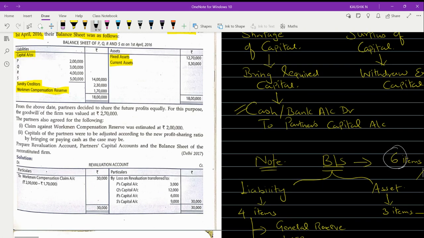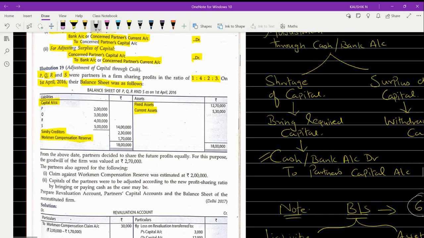Now when I go through the balance sheet given in the question, I'm finding that there is something called workman compensation reserve. I hope you are aware that they can give this as workman compensation reserve itself, or they may also substitute it with workman compensation fund. So other alternate words should also be kept in mind.